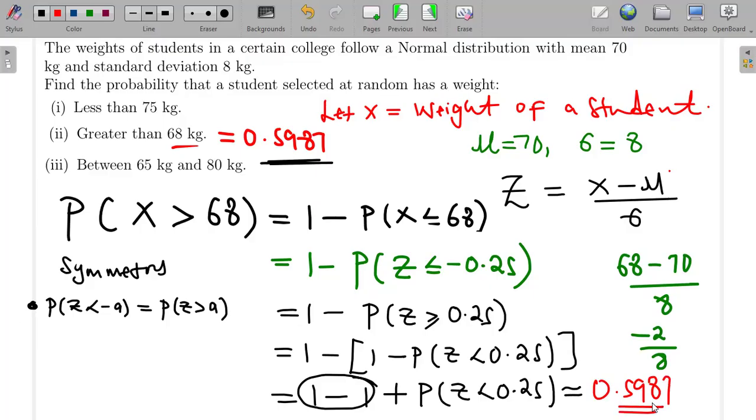If you have the negative z-score table, take advantage and just find it fast. But if you don't have it, use the symmetry, and after the symmetry, use the complement, and you'll be able to find the same answer.